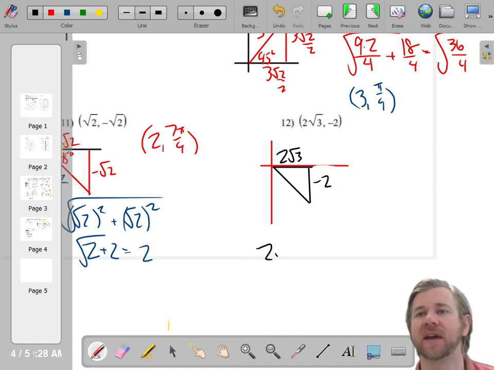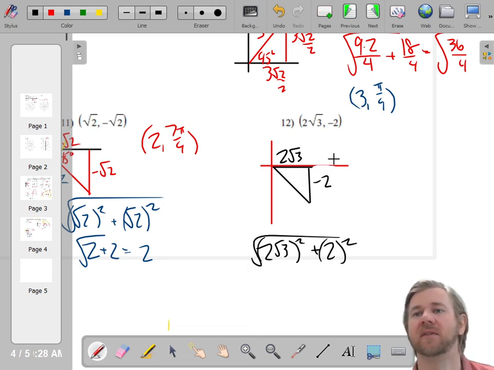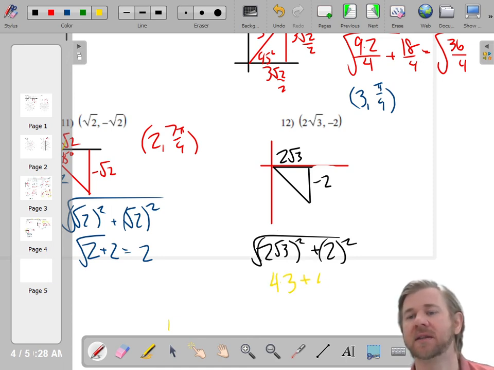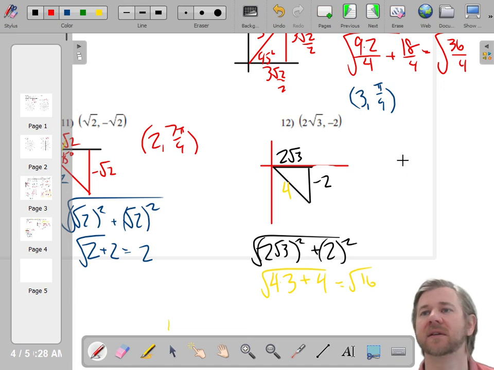So first I'll do the Pythagorean Theorem. Now, I don't care that that's negative. It doesn't really matter. So I square the 2, that's 4. Square the radical 3, that's 3. And then that's 4. So 12 plus 4 is 16. The square root of 16 is 4. So I have the radius is 4.